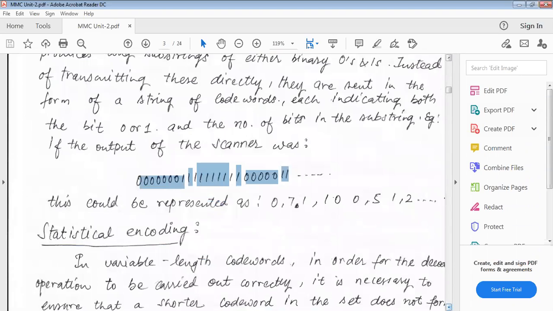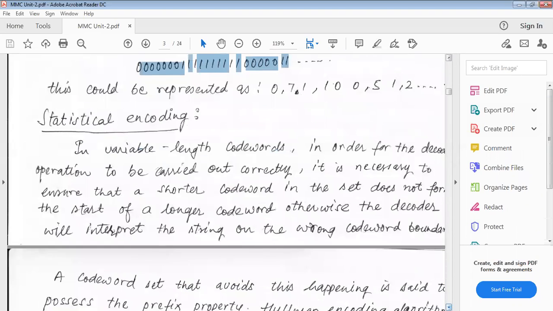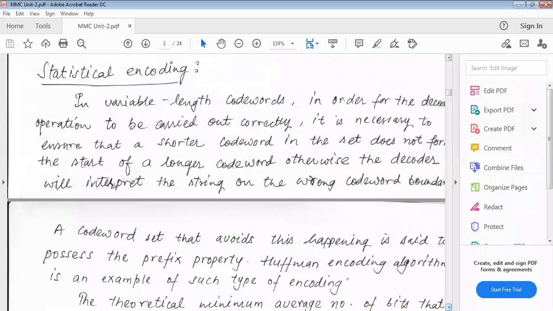Okay, so understood? Hello? Hello? Yes, sir. Okay, that is run length encoding.